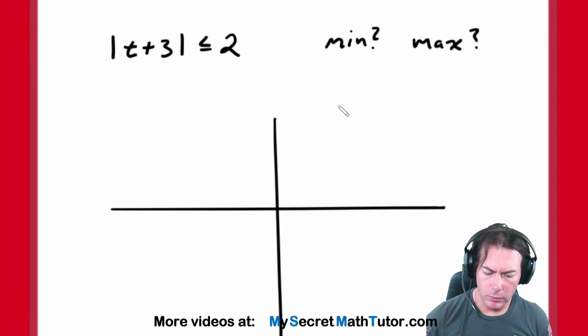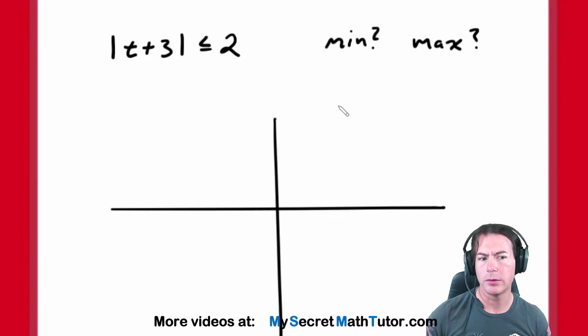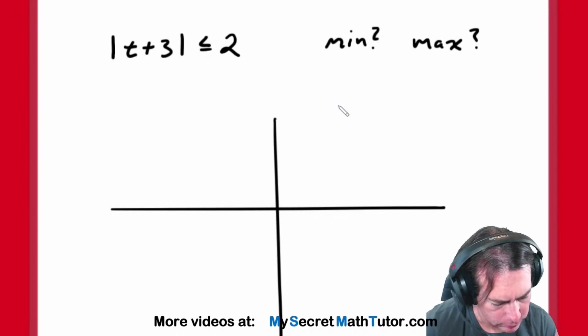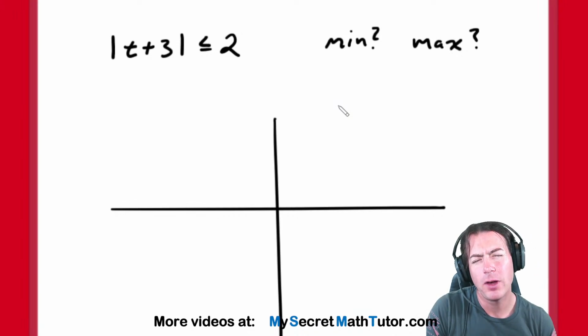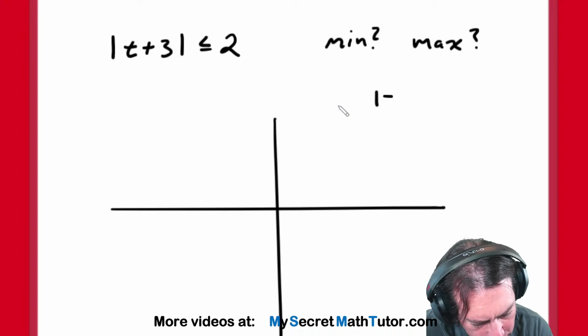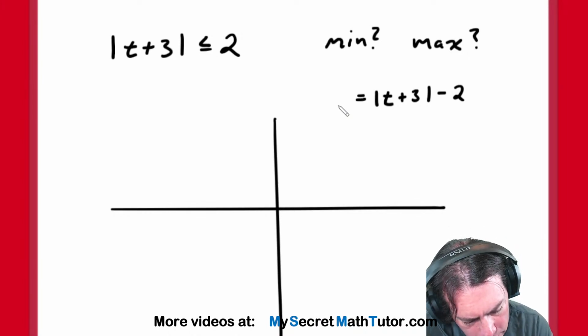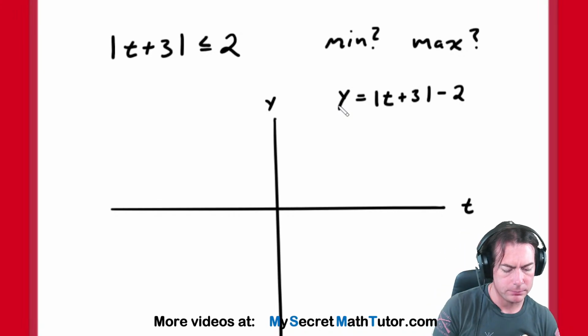And I'm going to represent all of the places where this is equal to 2, and then we'll do the less than or equal to 2, so we get an entire region on here. If you're following along, what I'm really doing is graphing this as an equation. I'm graphing it as the following equation: I have the absolute value of t plus 3. I'm going to move that 2 to the other side, and I'm graphing it as y, so I'm in the ty plane.